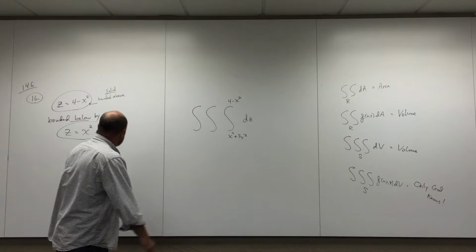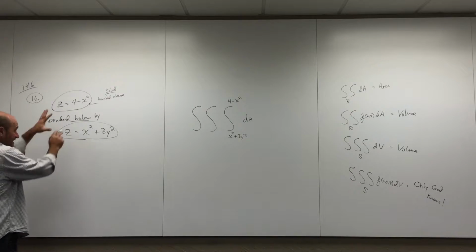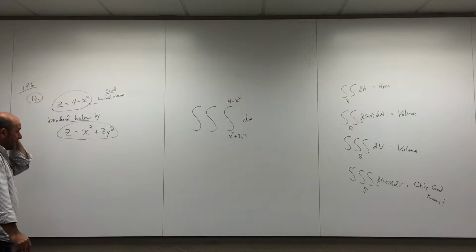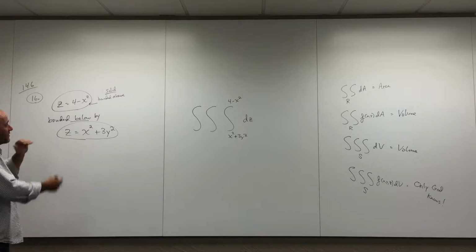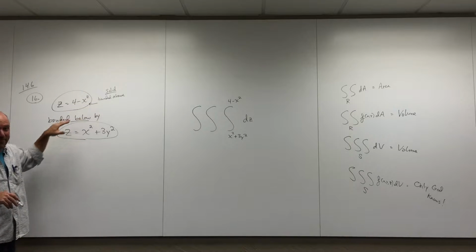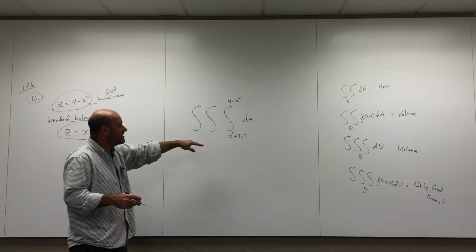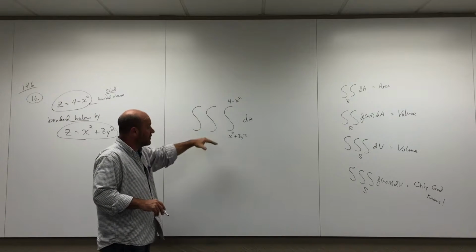Now, I think that was easy. Sketching this would be tricky. I might need to sketch it, but the way this was worded, it sure was nice. They told me who was on top and who was on bottom. So I'm integrating from the bottom z to the top z between these two surfaces.